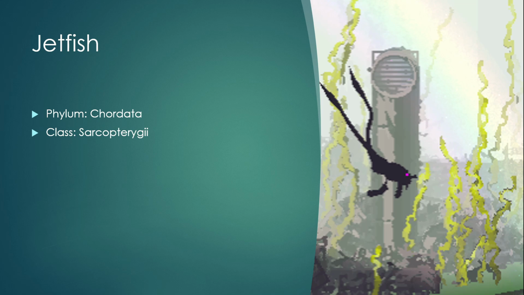Alright, next up are Jetfish, which I believe are in phylum Chordata and class Sarcopterygii, or the lobe-finned fishes. They have 4 limbs which do kind of have a lobe format, and they're capable of surviving out of the water for some time, which could imply a similar function to lungfish, for instance, which are in class Sarcopterygii.